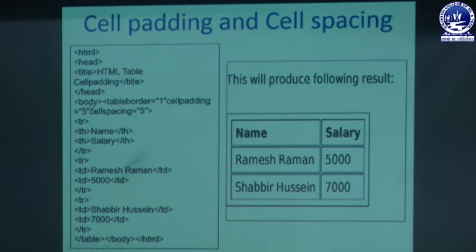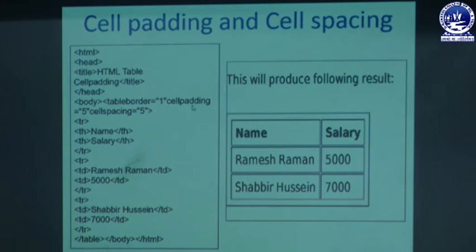So as we have discussed, the table tag must be enclosed within the body tag, so we have specified the table tag inside the body tag, where we have specified border equal to 1. So border equal to 1 means we have a border of the table with value 1. If we are not specifying any border, then there will be no border.